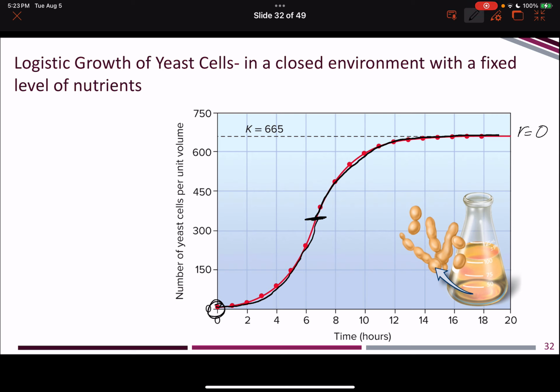Now, that does not mean that there are no individuals being born. It means that they are being born at the same rate as they are dying. So it just means that the number of individuals in the population is not increasing. It does not mean that they stop having offspring. It just means that they stop increasing.